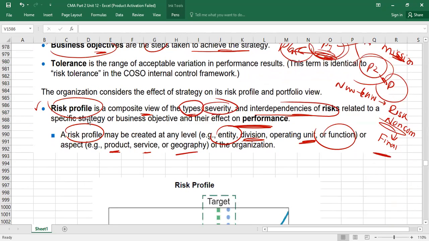And usually when you think about the types of risk from the strategy, or severity of the risk, or interdependence of the risk, that is called what? Risk profile. Okay. And a risk profile is a composite view. Composite view means you can create it at entity level, divisional level, unit level, departmental level, at product level, at service level, or at geographical level.